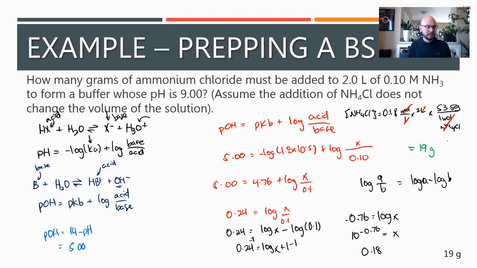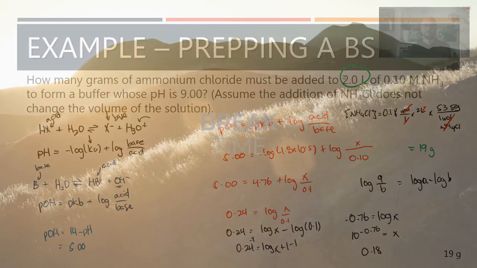0.18 times 2 times 53.5 is 19.26 grams. We round that down because our sig figs here only has 2 numbers, so our answer should only have 2 as well. So 19 grams. If you take 19 grams of ammonium chloride and sprinkle it into 2 liters of 0.1 molar ammonia, you'll get a solution with a pH of 9.